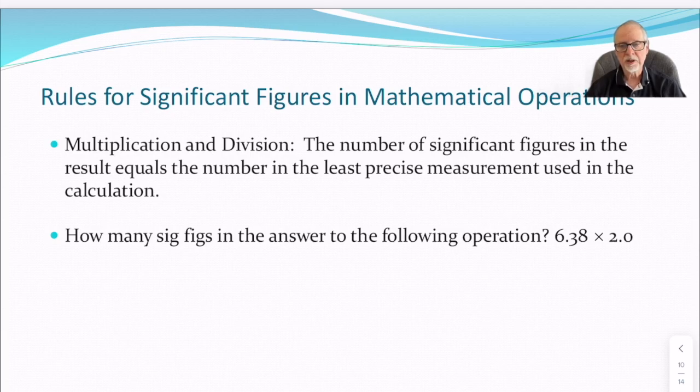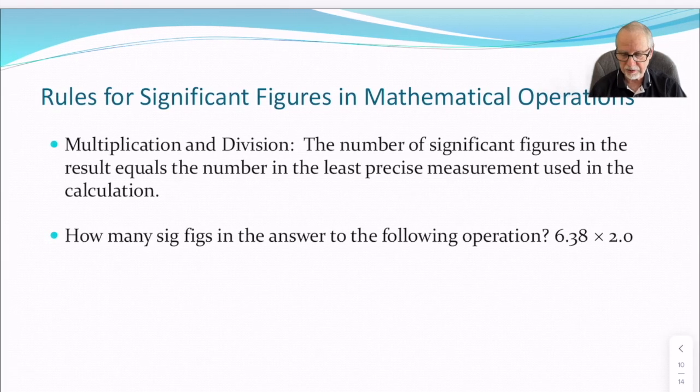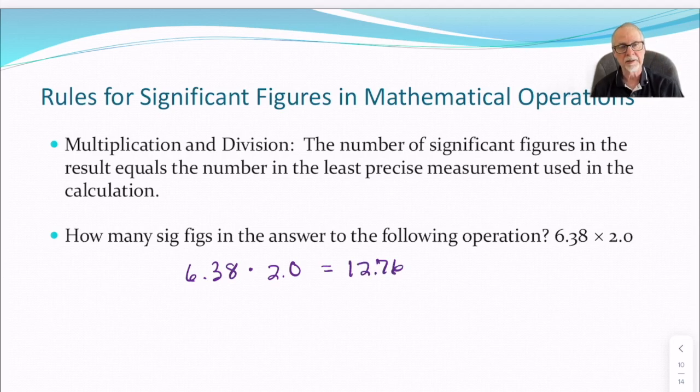All right, so let's take a look at this calculation here: 6.38 times 2.0. If we do this simple multiplication, 6.38 times 2.0 is 12.76. We'll just do that in our calculator. That's the number we're going to get in our calculator when we do this calculation. The question is, how do we report it?